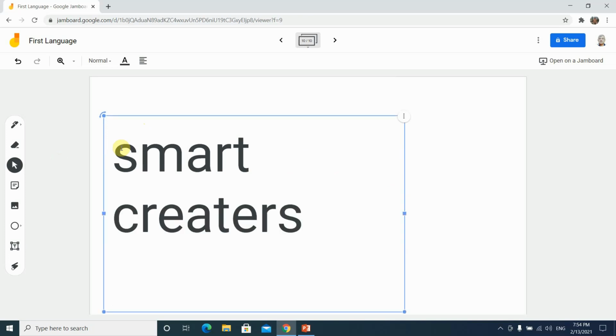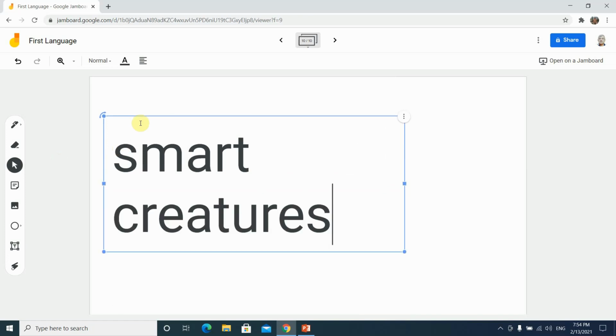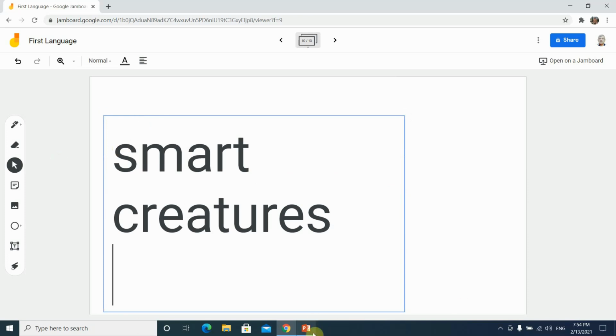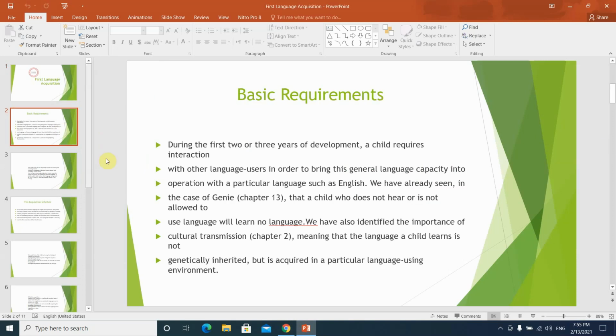Actually, they are not repeating things. They are discovering rules. And they generate sentences out of these rules. Hopefully, this introduction is clear.